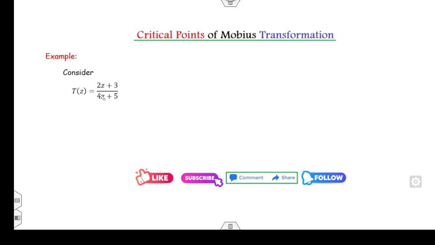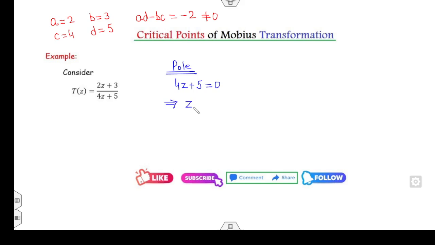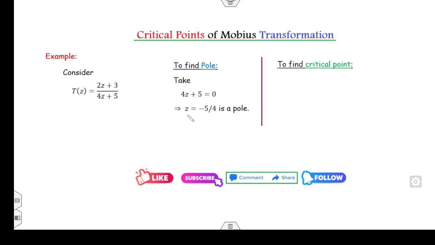Look at the second case. Is it a Mobius transformation? a is equal to 2, b is equal to 3, c is equal to 4, d is equal to 5. What is the value of ad minus bc? So 10 minus 12, which is minus 2, which is non-zero. Yes, this is a Mobius transformation. How can you find the pole? You can set the denominator equal to 0, which implies z is equal to minus 5 over 4 is the required pole, because the numerator is non-zero at z equal to minus 5 over 4.